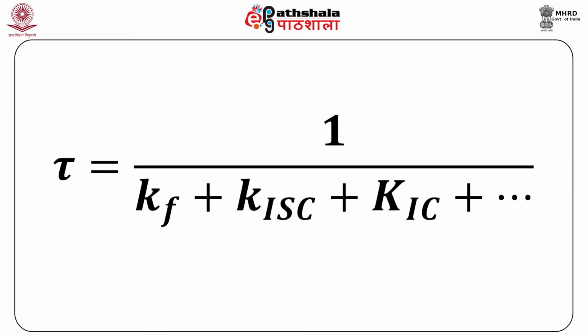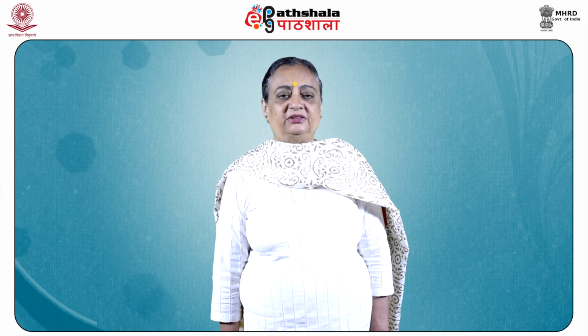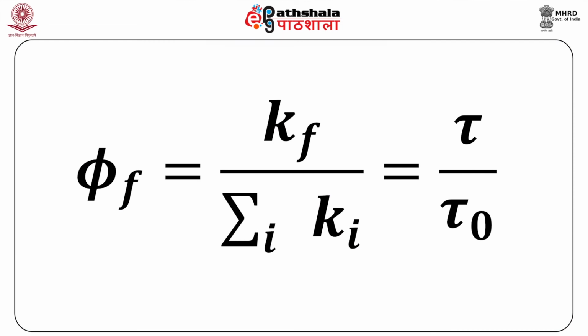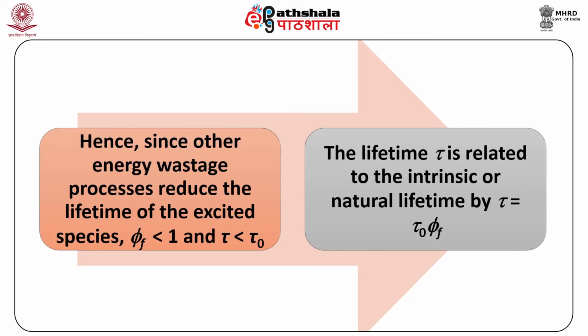Due to these competing processes, the observed lifetime is reduced to tau is equal to 1 by Kf plus KISC plus KIC plus all these. The denominator is a sum of first order rate constants, and hence the quenching process remains first order. Thus, we may write the equation as phi f, the quantum yield for fluorescence, is equal to Kf by summation of Ki, and this is equal to tau by tau naught, which is the lifetime in the absence of all the processes. Hence, since other energy wastage processes reduce the lifetime of the excited states, phi f is less than 1 and tau is less than tau naught.